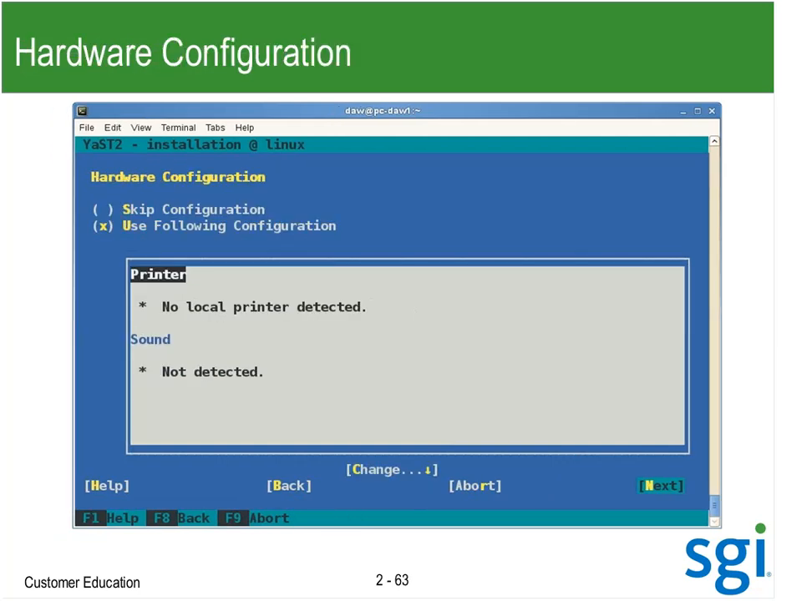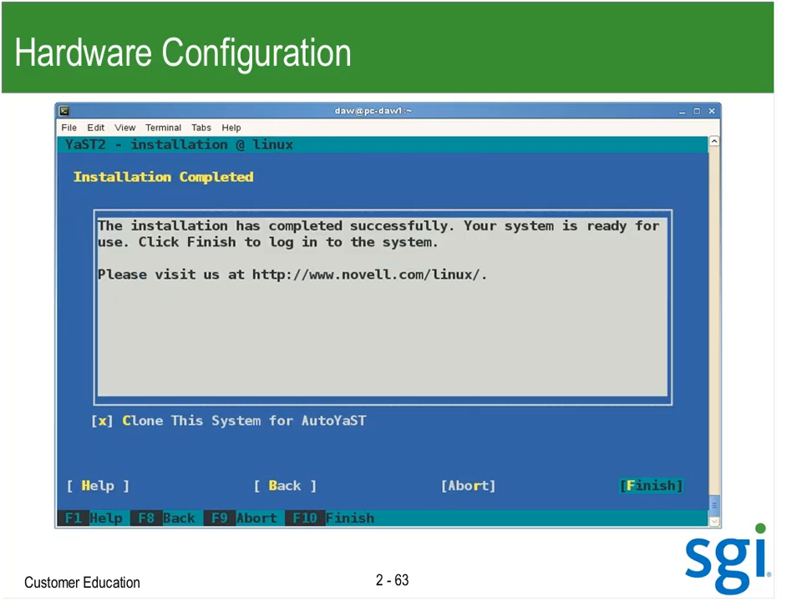Then you got your hardware configuration, it's looking for printers and sound. There have been some issues with the sound driver in UVs where they've been turning the sound drivers off. There was a recent information bulletin that came out on that. And then our installation complete. Note I've got a box for AutoYaST, but you could save time and not select that because we're not going to use AutoYaST.